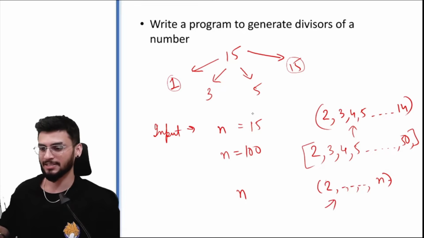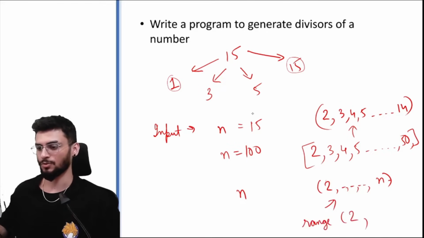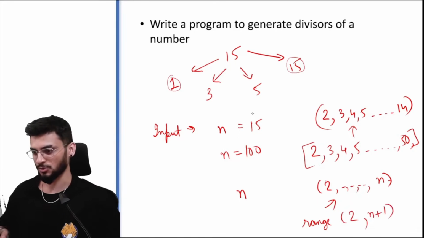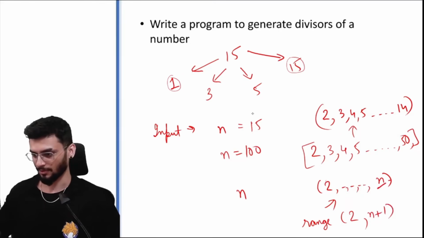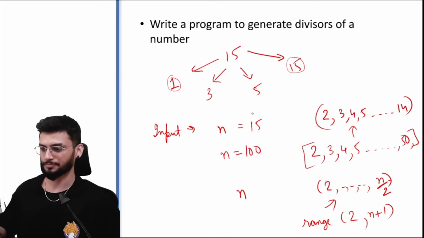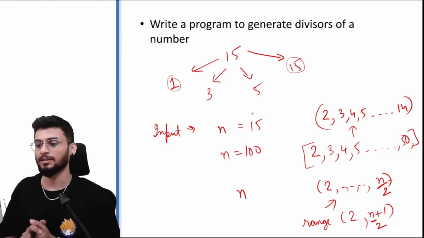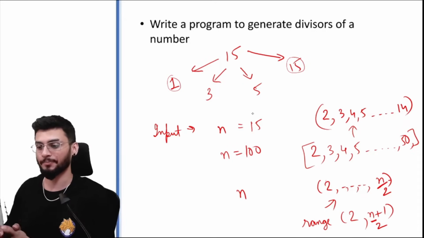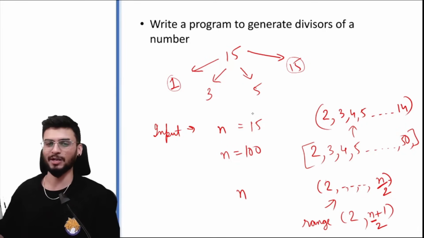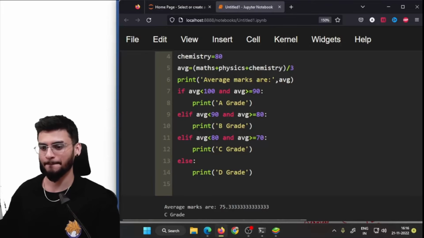So how do we create this? We use range 2, but we need to write n plus 1. This should be n by 2, right? Because we do not want the range to go till the last part. Okay, so let's see how this program looks in a Python notebook.